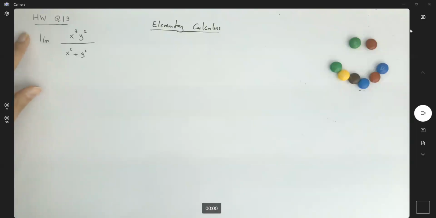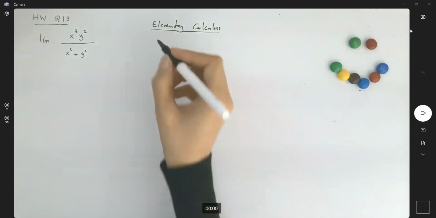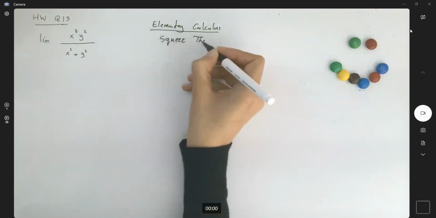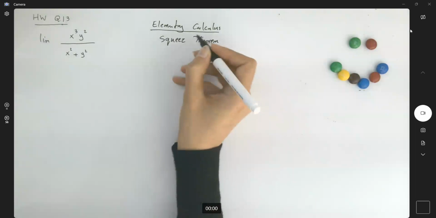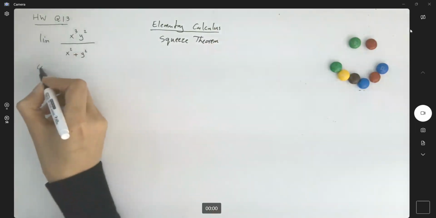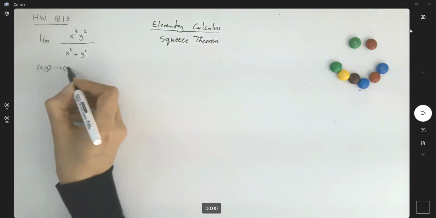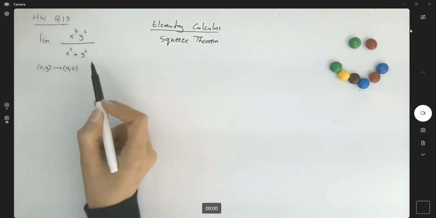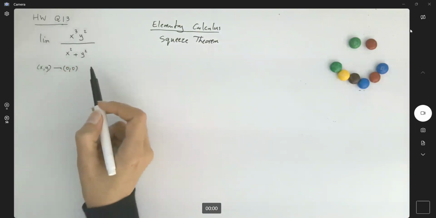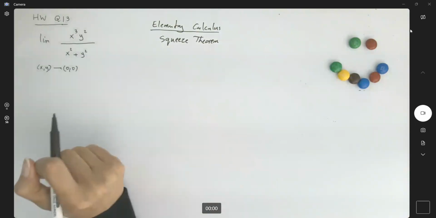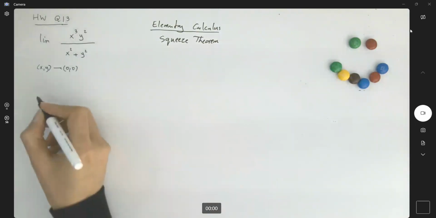You can also solve this problem using Squeeze Theorem. So the Squeeze Theorem says that if you can sandwich this function between two other functions with known limits, then the limit of this function is going to be the same as the limit of those two functions. Okay, let's take a look at this.